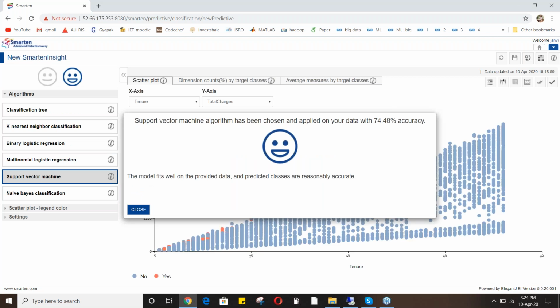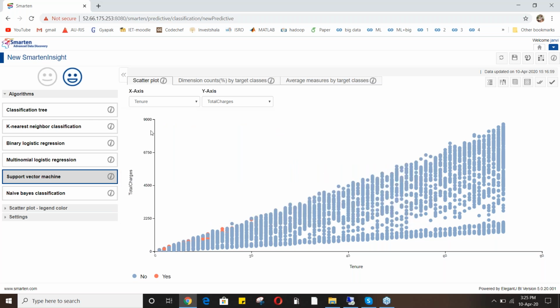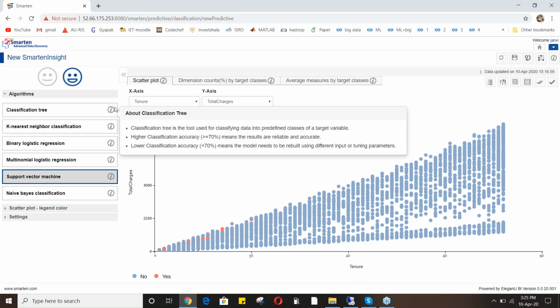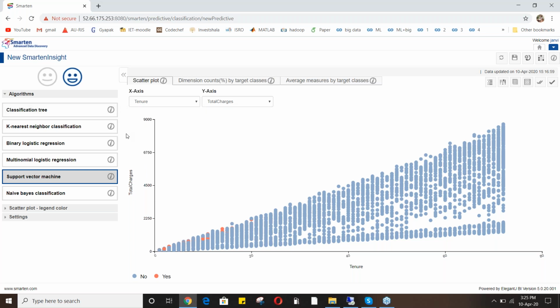So yeah, it has selected support vector machine, and the model accuracy is 74.48%, which is a good fit model. We have a total of 6 algorithms for classification, and Smarten will automatically select the algorithm which will give the best result for the particular data set.